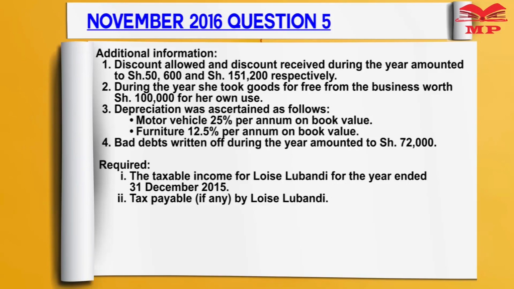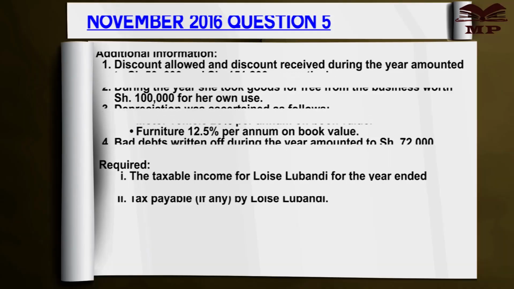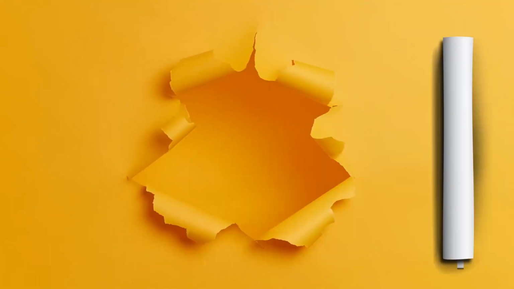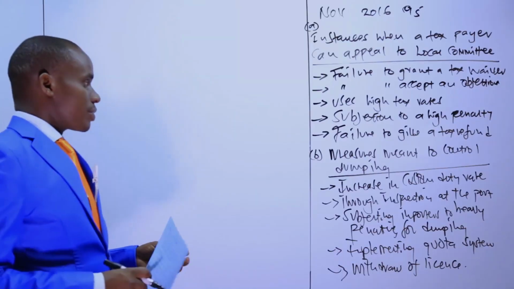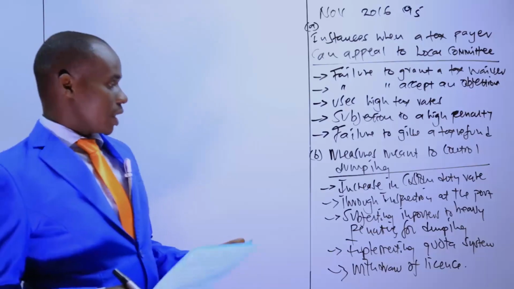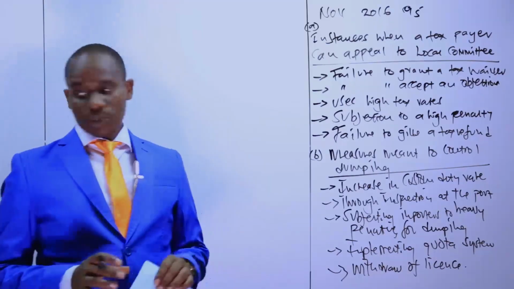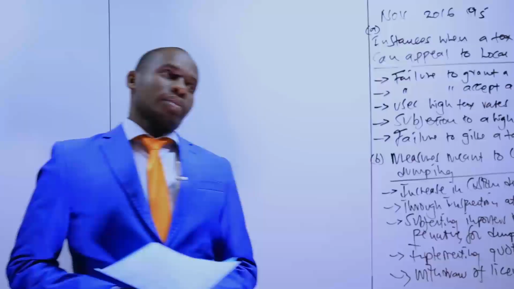Required: taxable income for Royce Rubadi for the year ended December 2015, and the tax payable, if any, by Royce Rubadi. This is a case of incomplete records, and whether or not somebody maintains proper records, tax has to be paid.